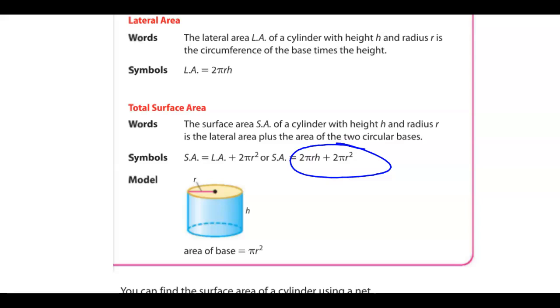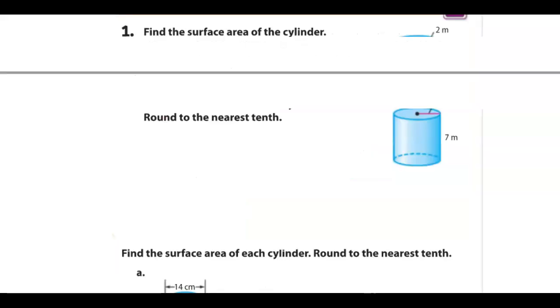I think there's only 2 problems today, you guys. We'll do one with surface area, and we'll do one with lateral area. Okay, let's go. It looks like number 1 got cut up here, separated into 2 pages, but we'll be fine.